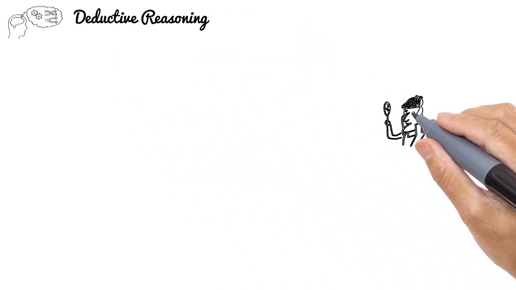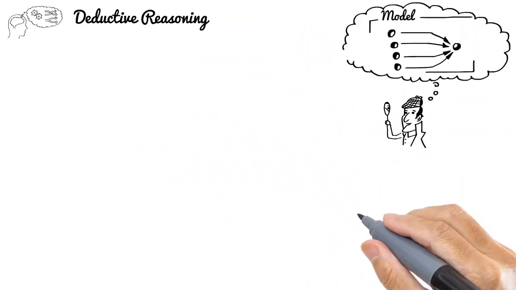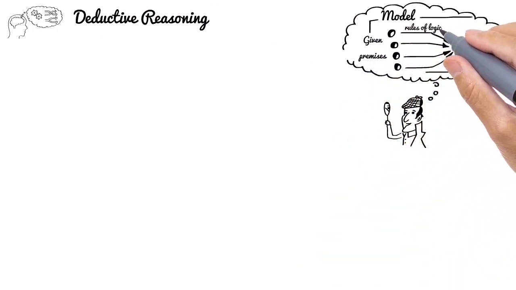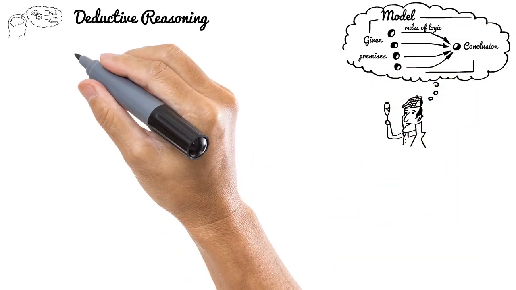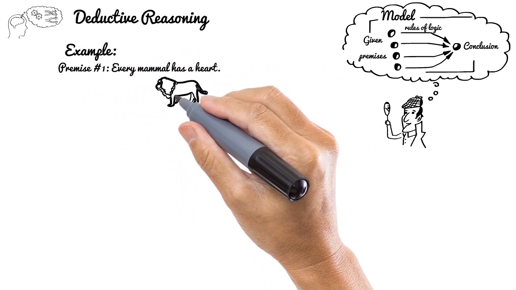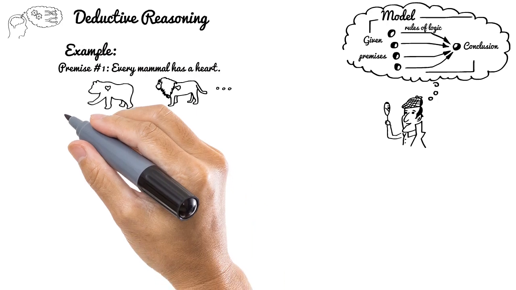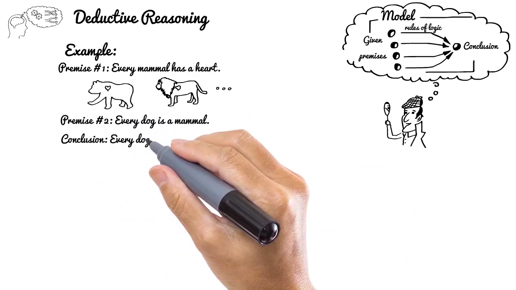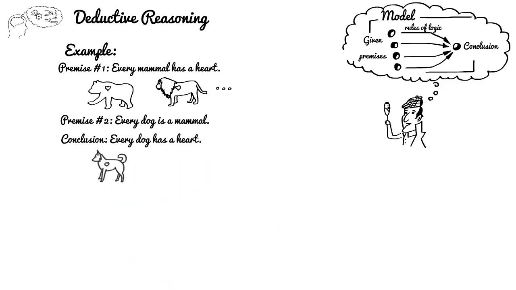Deductive reasoning is a model of human reasoning which allows us to make conclusions based on initial given premises. Let's have an example with three statements. Premise number 1. Every mammal has a heart. Premise number 2. Every dog is a mammal. Conclusion. Every dog has a heart.